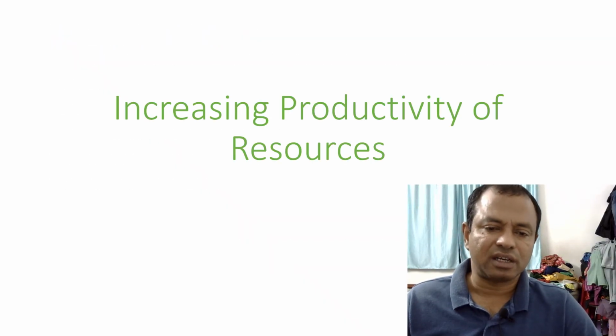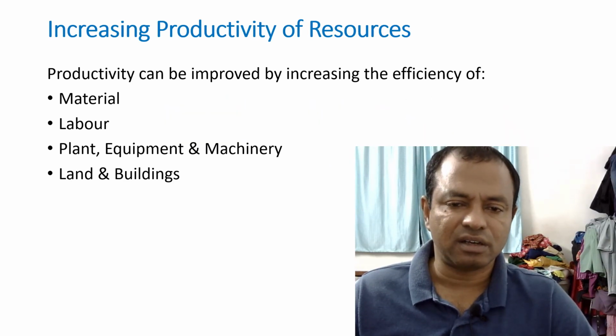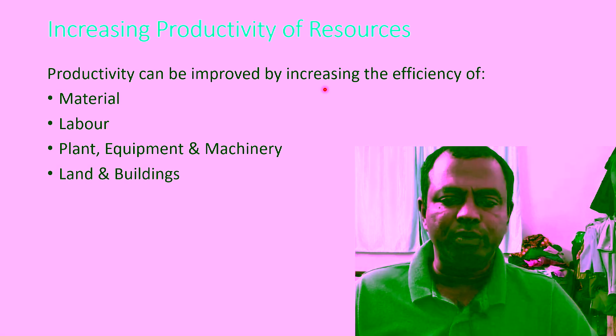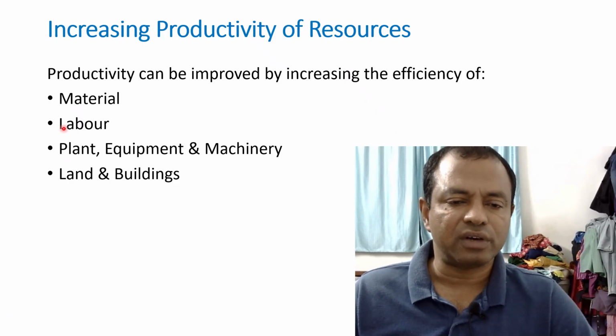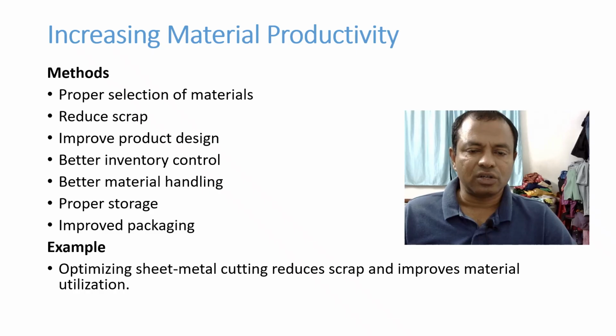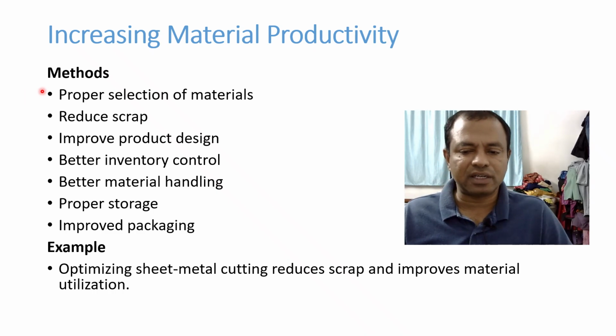Next is increasing productivity of resources. How can we increase the productivity of resources? Productivity can be improved by increasing the efficiency of resources like material, labor, plant, equipment and machinery, land and buildings. So first is increasing material productivity. So how can we increase the material productivity?